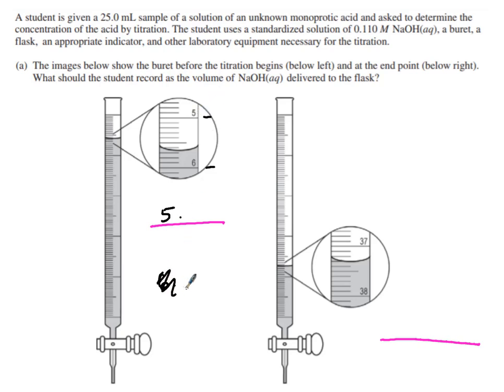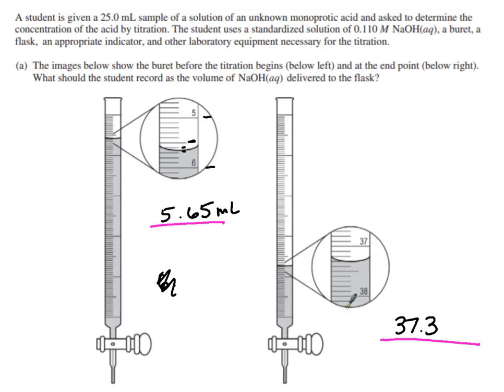So with your burettes, again, pay close attention to the numbers on it. It goes down. So this is 5.5, this is 5.6, this is 5.7, so 5.65 milliliters. Over on the right, we have 37.8 and it's right on that third one, so 3.